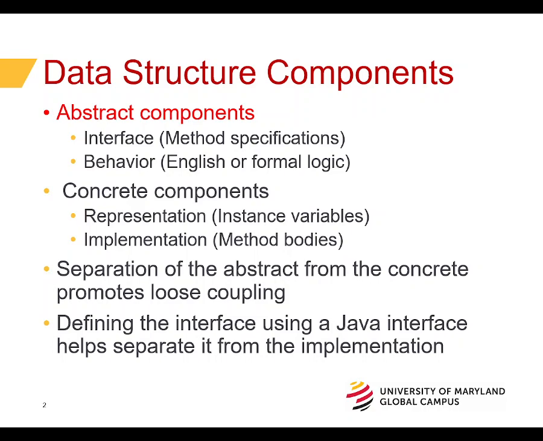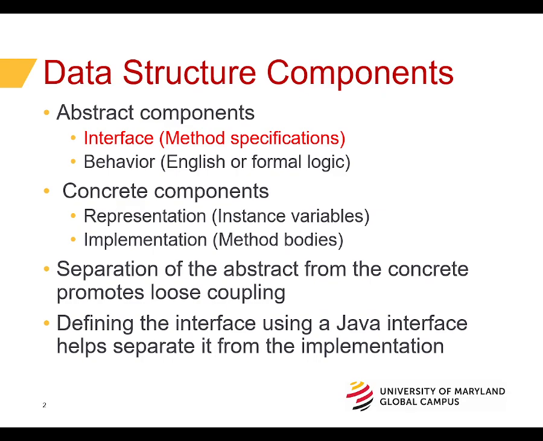These components can be divided into two primary groups, those that are abstract and those that are concrete. The abstract perspective is what a user of the data structure would need to know in order to be able to use it. The JavaDocs tool extracts this information from Java source code to create the API for any Java class.